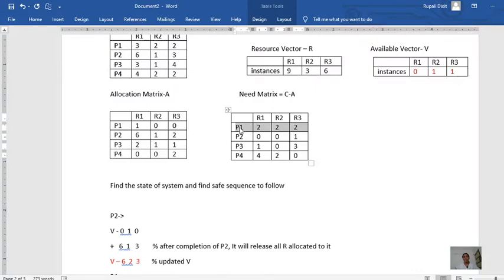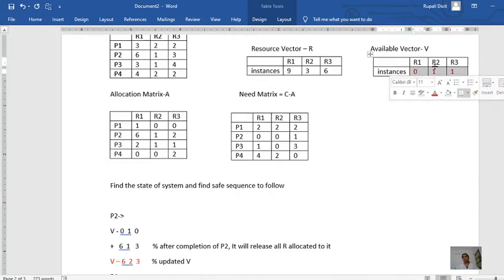If we consider that we are going to complete the execution of the P1 process, then what is its need? Its need is 2 R1, R2, R3 types of resources. But what is available with us? Only one resource of type R2 and one resource of type R3. So only this much is available with us.